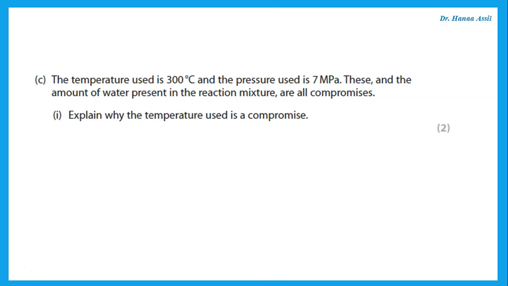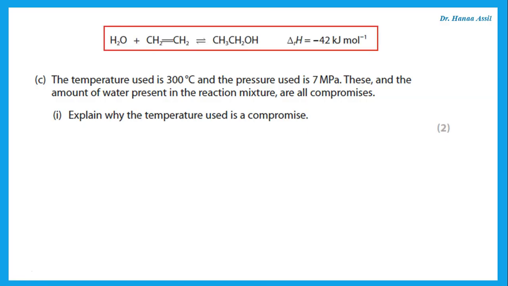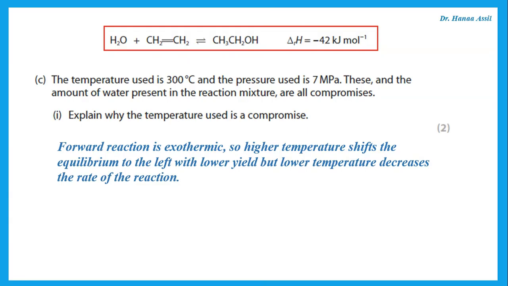Now explain why the temperature used is a compromise. So if I have this reversible reaction, and notice that the delta H for that reaction is a negative value, and that means the forward reaction here is exothermic. Now, why am I using 300? Compromise means why not more, why not less? So remember that we use 300 degrees Celsius because the forward reaction is exo. So I cannot use higher temperatures. A temperature that is too high would shift the equilibrium to the left and give lower yield of ethanol.